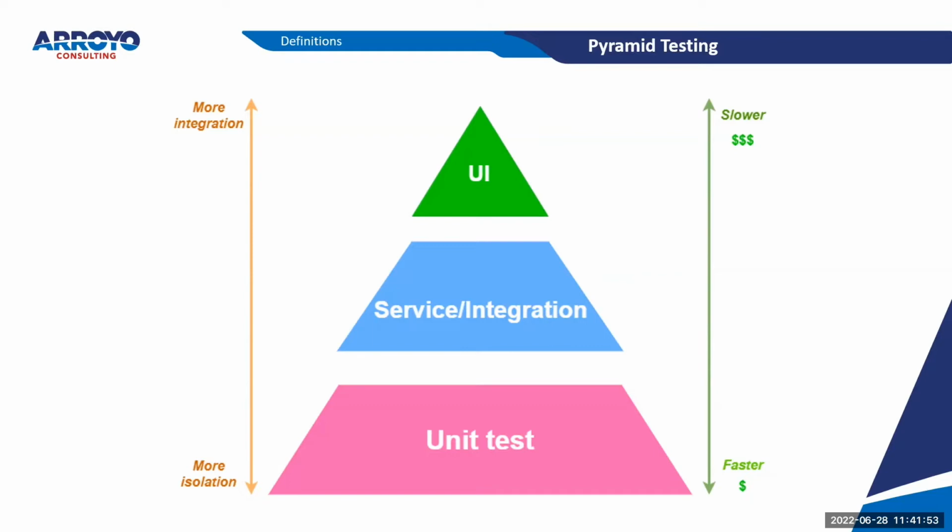A little bit up, you have the service or integration testing. There are many other kinds of testing inside. At the end, you have the UI or end-to-end testing. So with the pyramid, you can read it this way: the bottom is more isolated, which means you have more independent testing, and at the top you have more integration, because you need many other related components inside to do the same kind of tests.